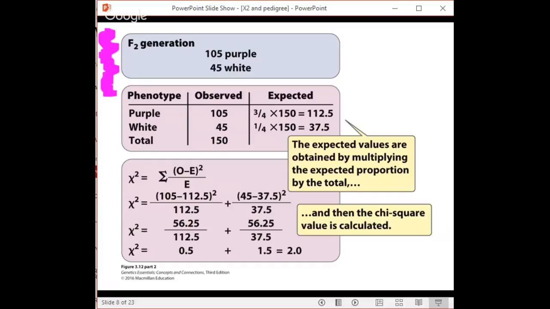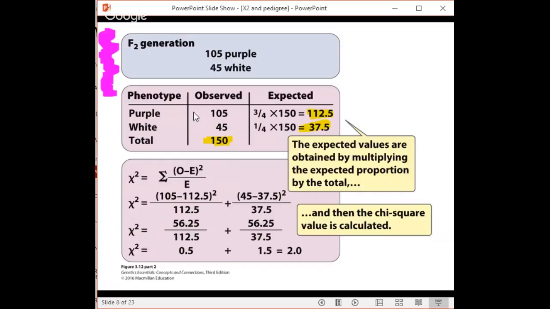So whenever you're doing these chi-square analyses, these three numbers are going to be the most important when you first start out. So you want to total up how many of the individuals you had. And then you want to figure out theoretically what that is supposed to be. What is the expected value?